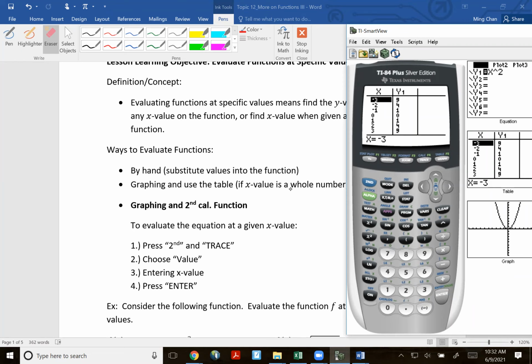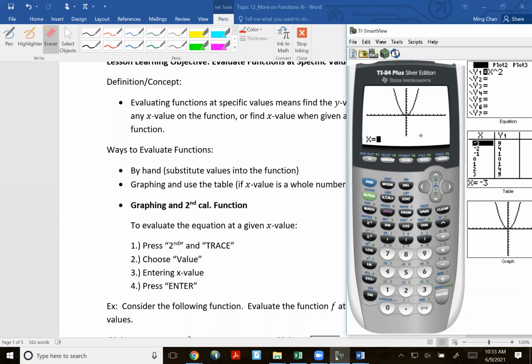That's assuming the x value is an integer, positive or negative. Now, if the x value I substitute is a decimal or a fraction, then what we can do is use this feature called second trace. If you look at the word trace, right above it is the word calc. So if you press second trace, you're doing second calc. Choose number one, value, and enter an x value, then press enter. It will output the y value for you.